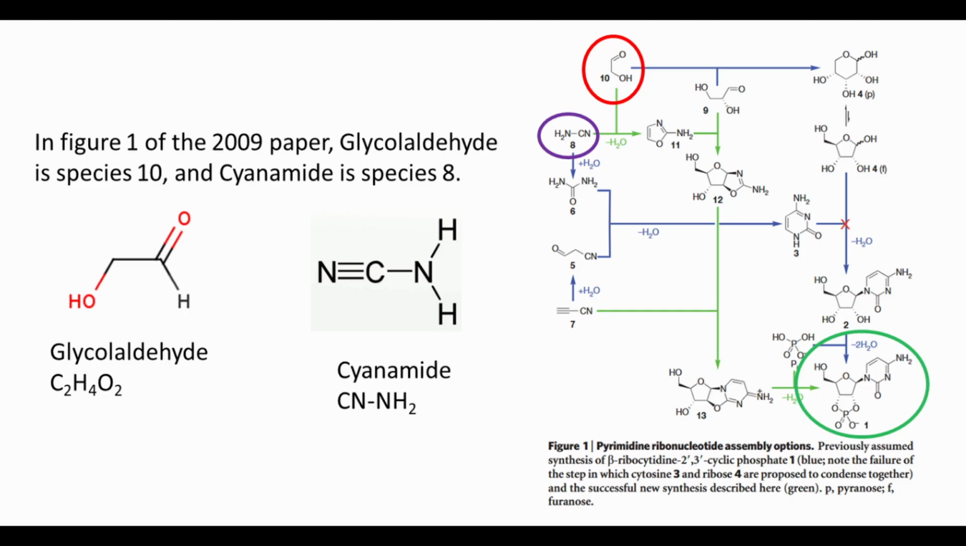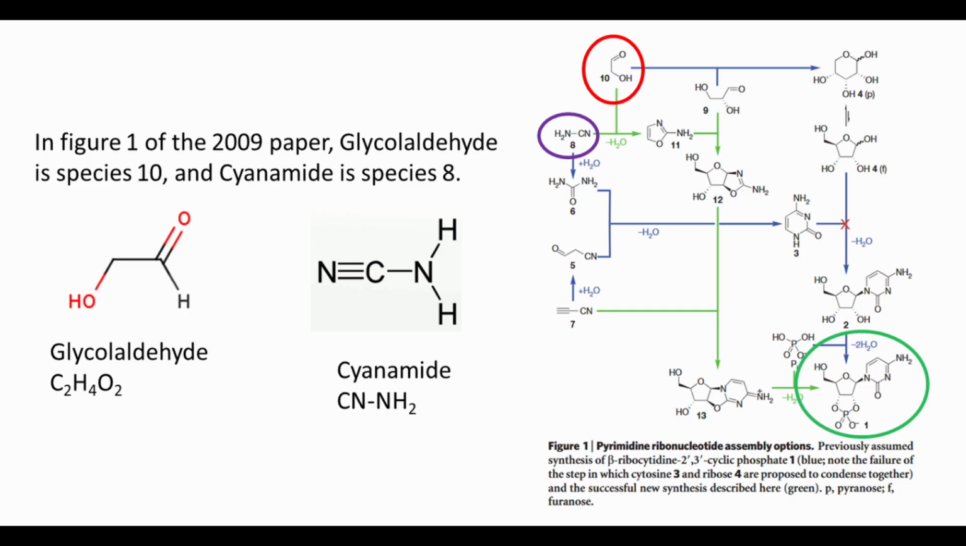On the direct pathway to Sutherland's prebiotic nucleotide synthesis process are two other prebiotically derived chemicals, namely glycolaldehyde and cyanamide. In Figure 1 of the 2009 paper, glycolaldehyde is species 10, and cyanamide is species 8. Glycolaldehyde, C2H4O2, is a precursor for sugar.